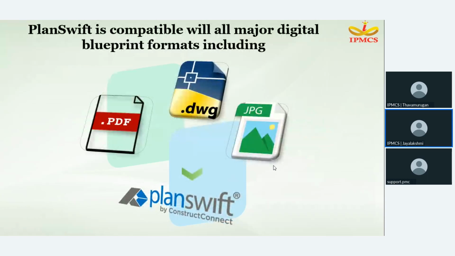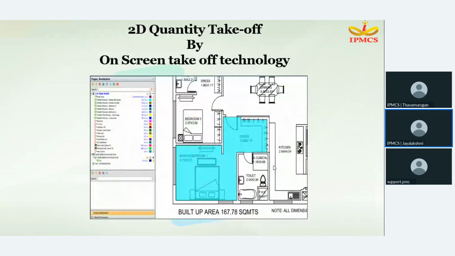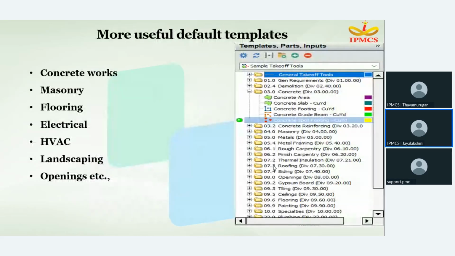PlanSwift is compatible with all the major digital blueprint formats, which include PDF, AutoCAD drawing, or JPEG. As I already described, it uses a 2D takeoff technology. The drawing is directly connected with the takeoff, and each takeoff is identified by separate colors, which will help us to group the takeoff, and also to review the takeoff if some elements are missed out, or if any duplication has happened. And it has many inbuilt templates, and we can also create our own templates.